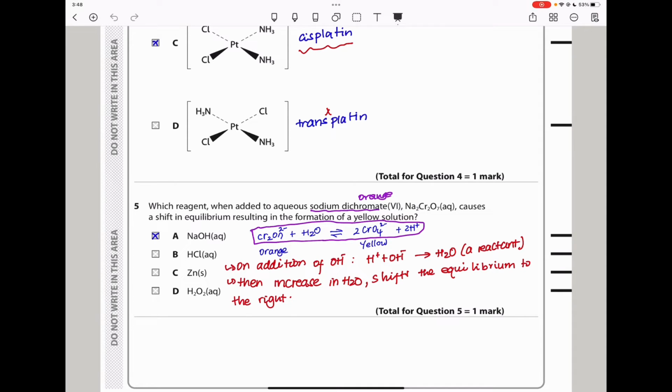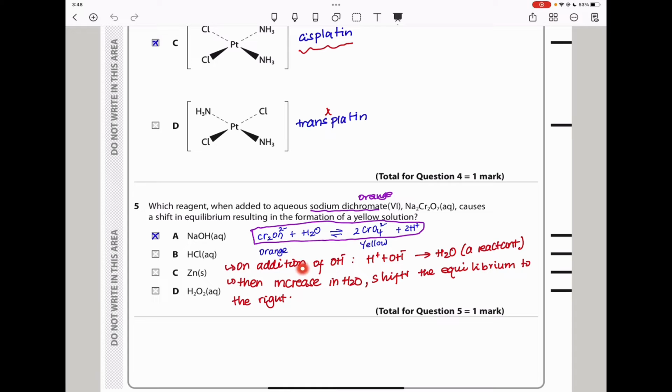I said adding sodium hydroxide, because when we add sodium hydroxide, you can see it's going to interact with the H+ ions, reacting with them to form water, and that will mean that the reactant concentration, which is water, has been increased. Increasing the concentration of water will cause a further reaction with the dichromate, converting it back to the chromate(VI), which leads to a yellow color being observed.